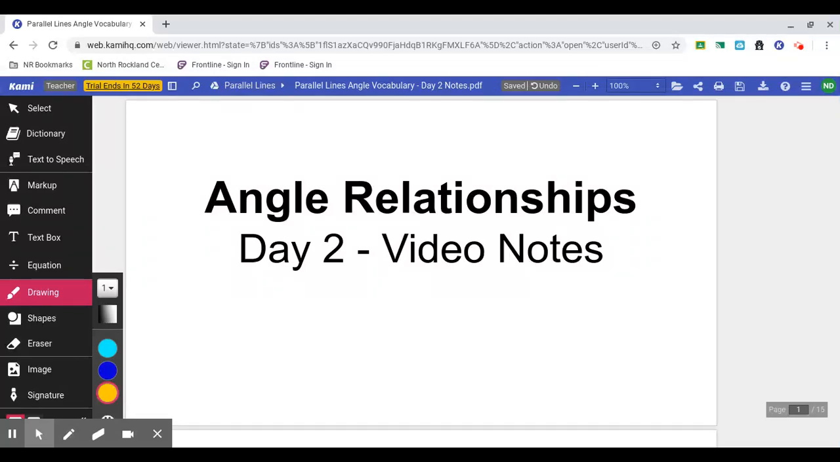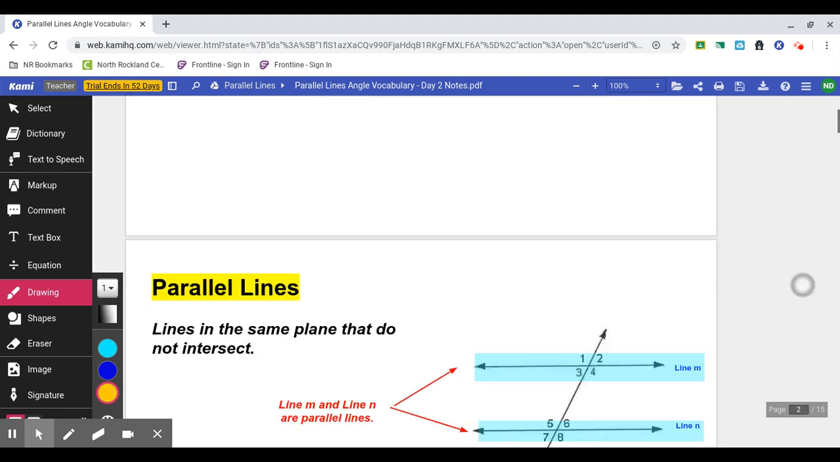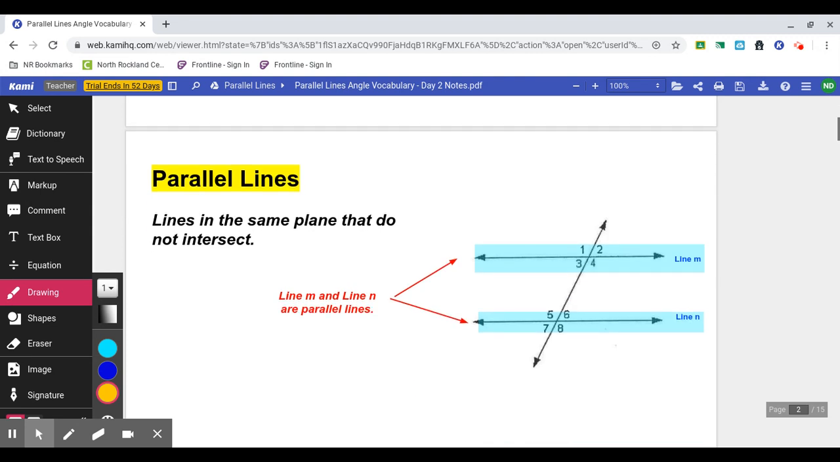Hi everyone. Today we are going to do more work with our angle relationships unit. Again, like I said on Friday, there are a lot of vocabulary words in this unit, so we're going to spend another day just familiarizing ourselves with those vocab words. And then we're going to do a bunch of examples where we identify specific relationships.